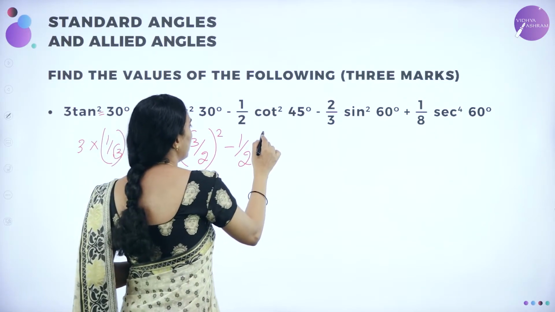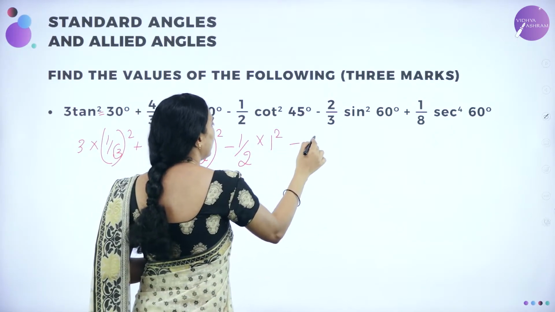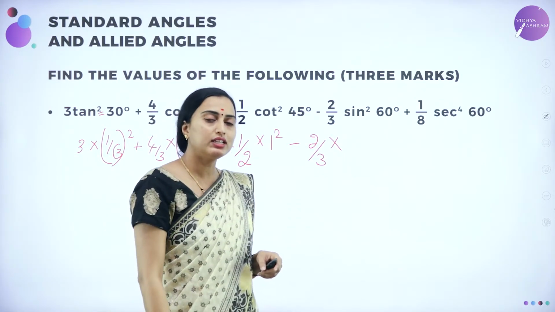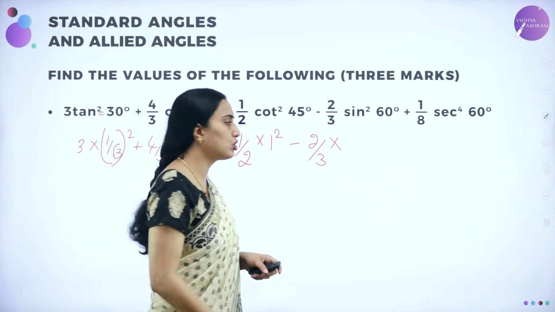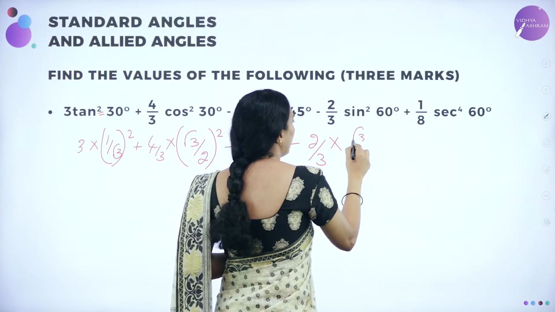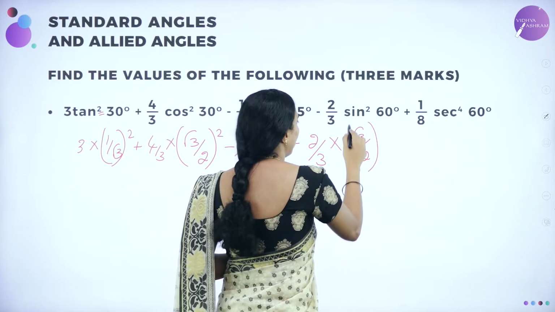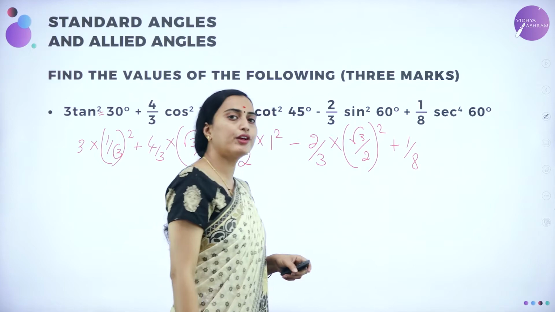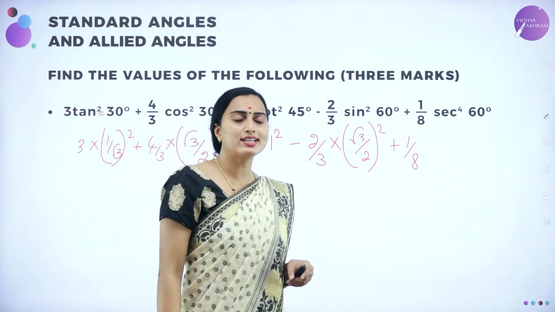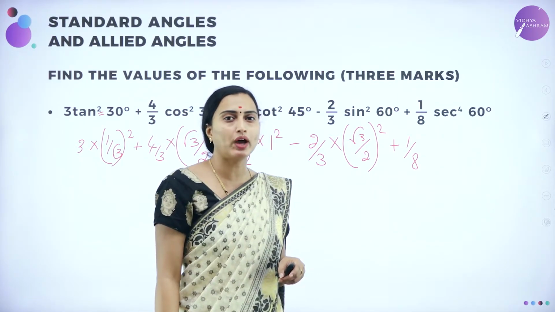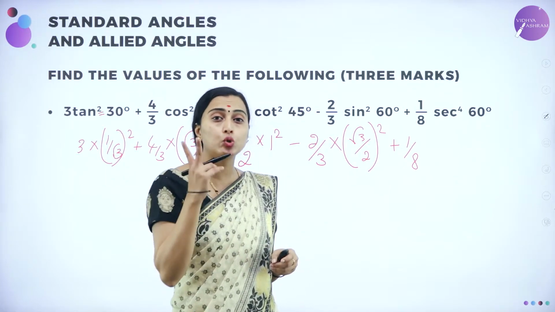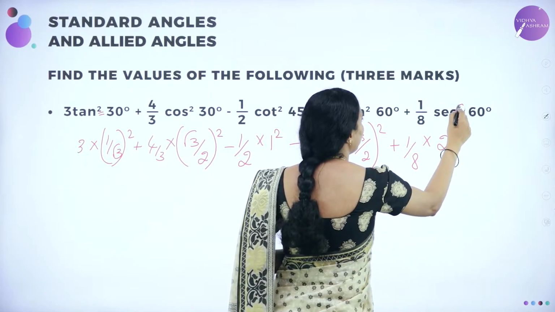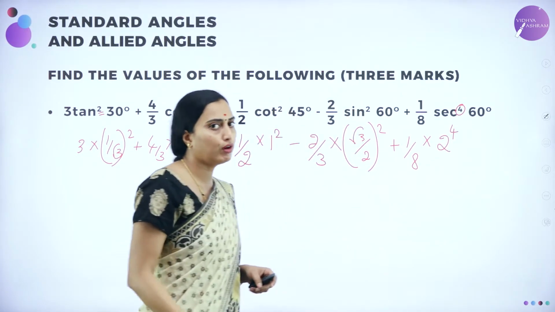Cot 45 degree is 1, so 1 into 1 squared, minus 2 by 3 into sin 60 degree. Sin 30 degree is 1 by 2, which means sin 60 degree is root 3 by 2. So root 3 by 2 whole squared, plus 1 by 8 into secant to the power of 4 of 60 degree. Now what is cos 60 degree? Cos 60 degree is 1 by 2, so secant 60 degree is 2. So you are having 1 by 8 into 2 to the power of 4.